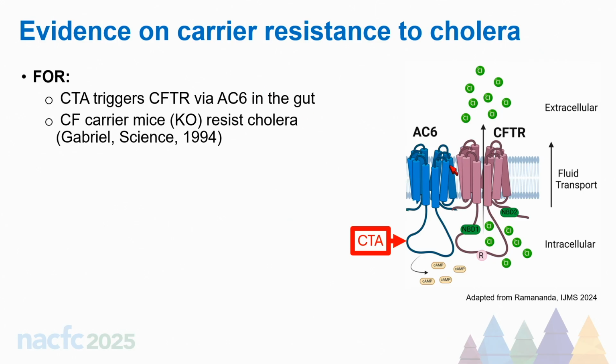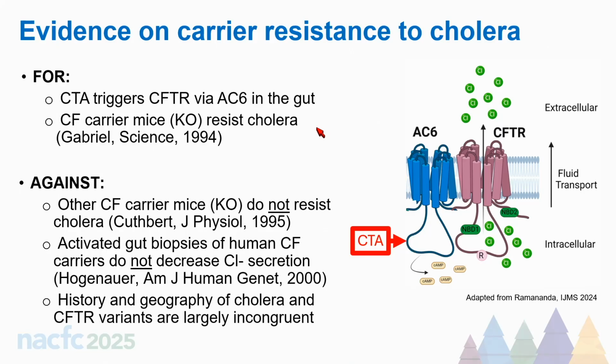Cholera binds to the surface, and the other members of the microbiota are flushed. So induced diarrhea is a good way for cholera to establish itself and also spread itself. CF carrier mice in those cases resisted cholera, but a year later, other CF carrier mice, again both of them knockout models, did not resist cholera.